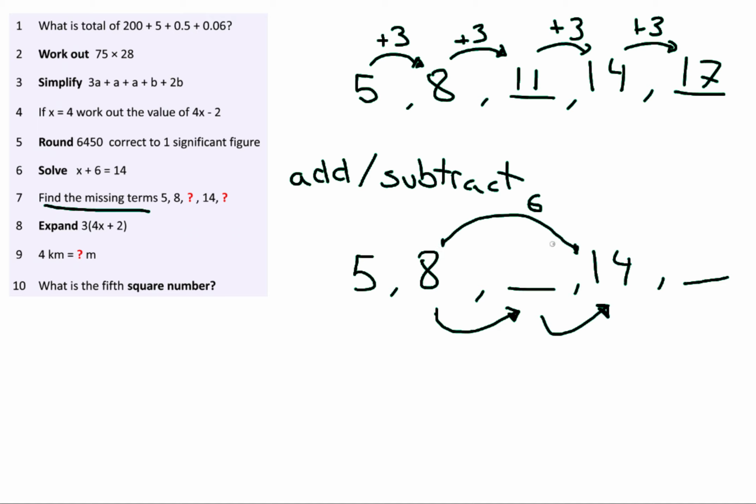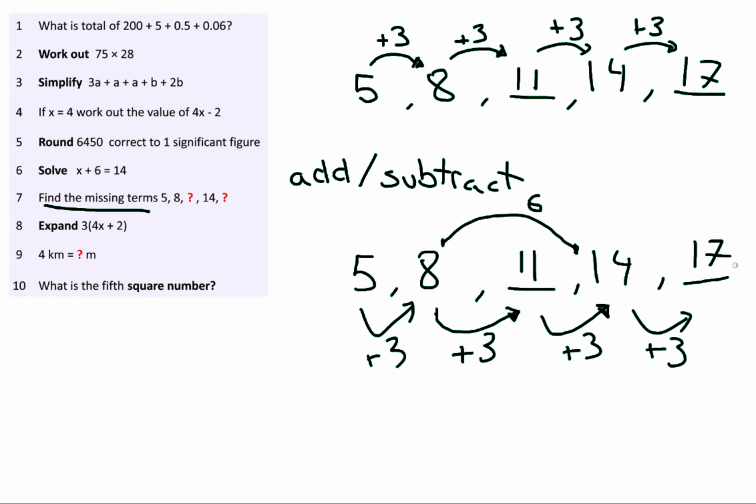So if you want to split it between two steps, that one is going to be 3 and that one is going to be 3. Therefore 8 plus 3 is going to be 11. 11 plus 3 is 14. Now we know the term-to-term rule because it's add 3, and we can work out the next term in my sequence, which is 14 plus 3, 17. Perfect.